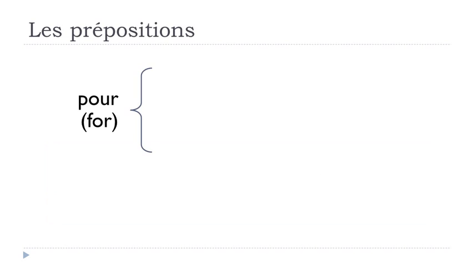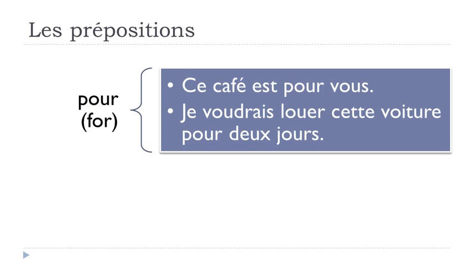And the first one that we'll see is pour, and pour means for. Okay, so we'll see two examples here. Ce café est pour vous. Okay, so ce café, this coffee, est is pour, for, vous, you. Ce café est pour vous.